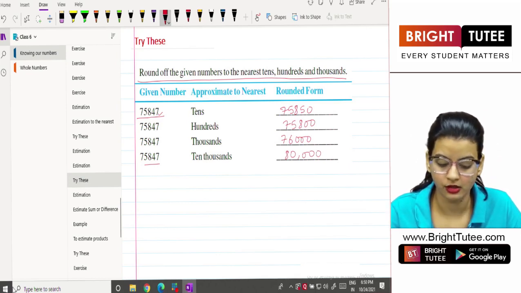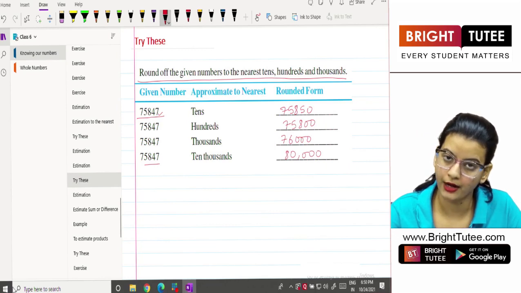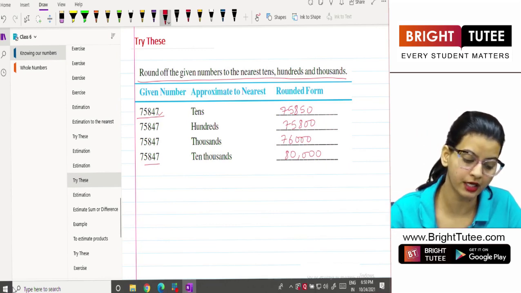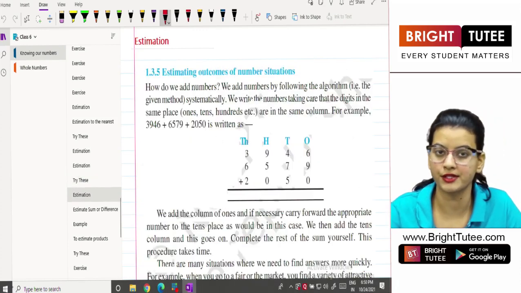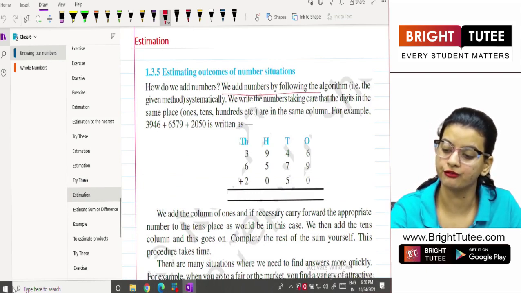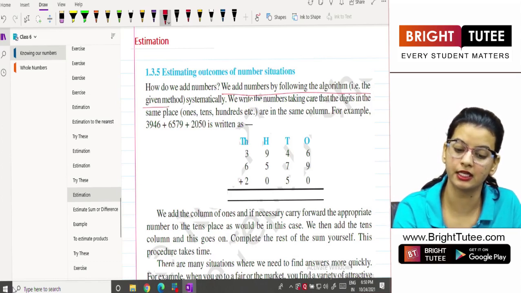All right. I hope that you have understood all these things very well so far. Now let's do some more estimation: estimating outcomes of number situations. How do we add numbers? We add numbers by following the algorithm, that is, the given method.